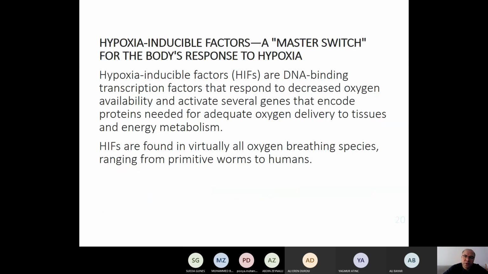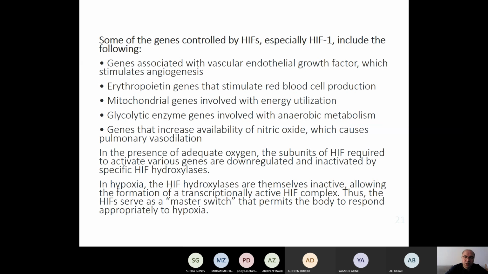So hypoxia-inducible factor is a master switch for the body's response to hypoxia. Hypoxia-inducible factors are DNA-binding transcription factors that respond to decreased oxygen availability and activate several genes encoding proteins needed for adequate oxygen delivery and use of it for energy metabolism. They are found in virtually all oxygen-breathing species, ranging from primitive worms to human beings.